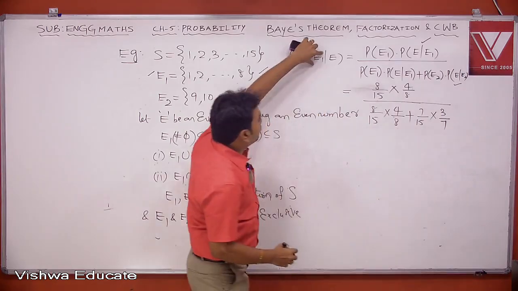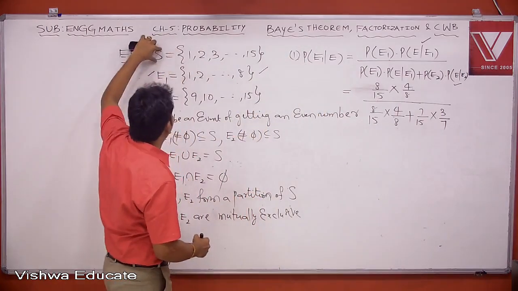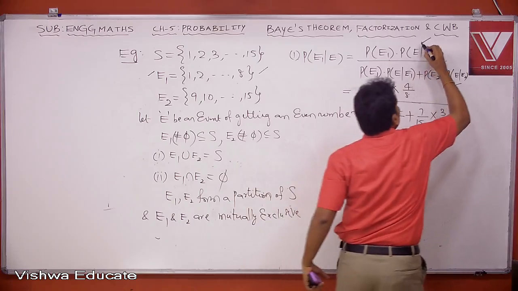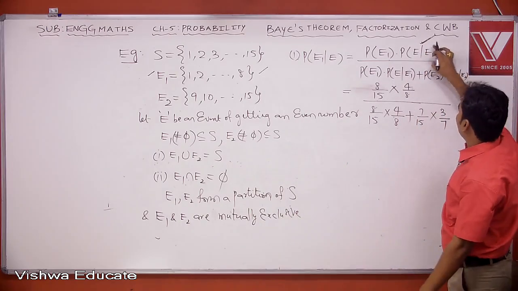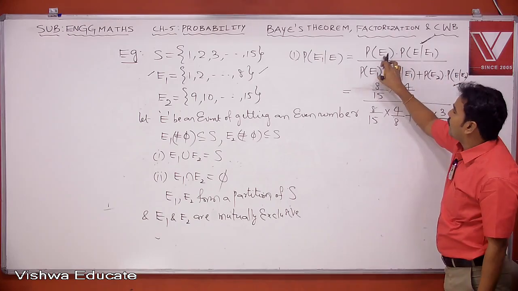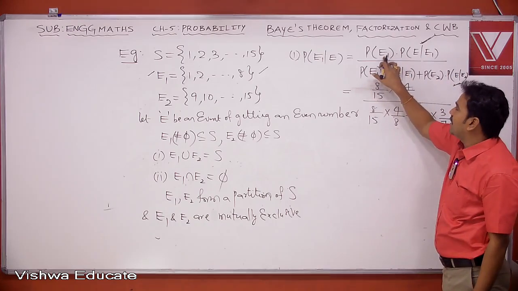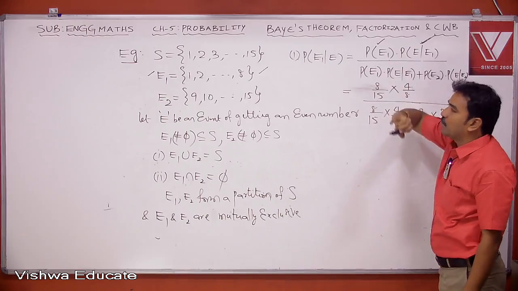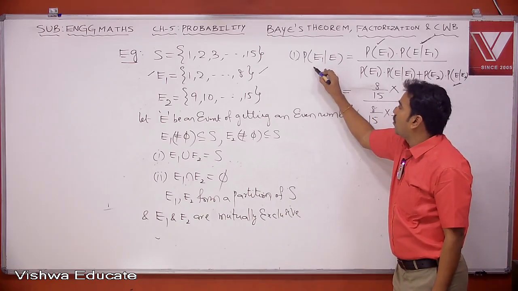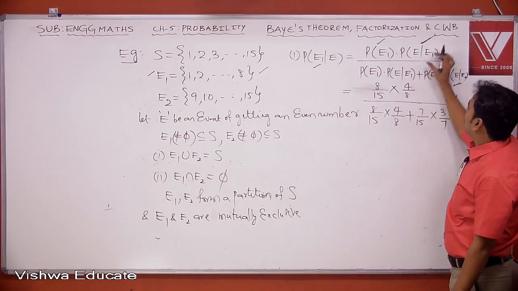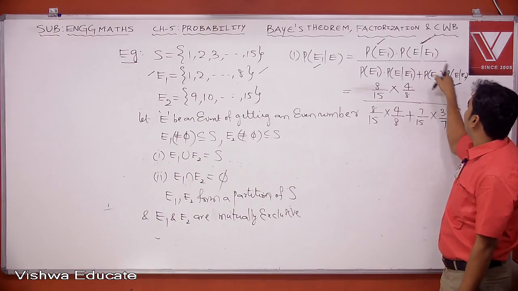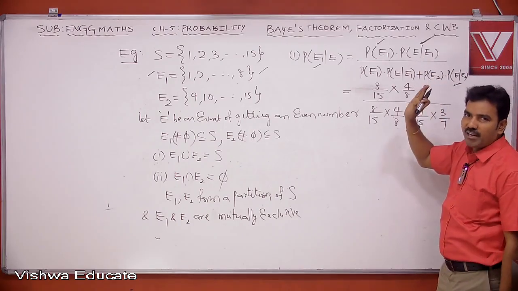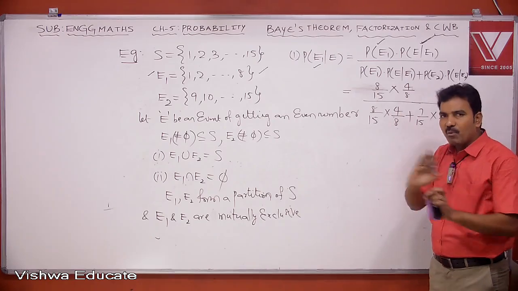To get this probability, the sample space is S. But to get the right hand side probabilities, particularly this, the sample space is S only. To get this probability, sample space is S. To get this probability, sample space is S. But to get this probability and this probability, the sample spaces are E1 and E2. That's the only difference. If you understand this, things will be very clear.